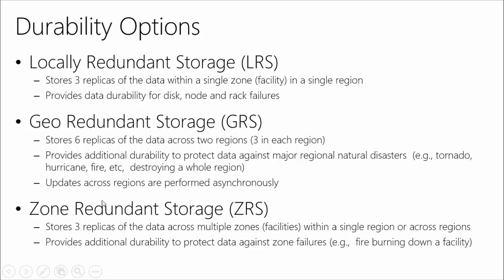When you have storage, you have to worry about the durability of the storage. We have several different options for durability of storage. The first one is locally redundant storage, LRS. Basically, that stores 3 replicas of the data within a single zone or facility in a single region. Today, there are 15 regions. Geo-redundant storage provides more copies, 3 copies in each region, but it goes across regions. And finally, there's zone redundant storage, which goes across multiple zones. The price of these are different, depending on what your business objective is in storage.